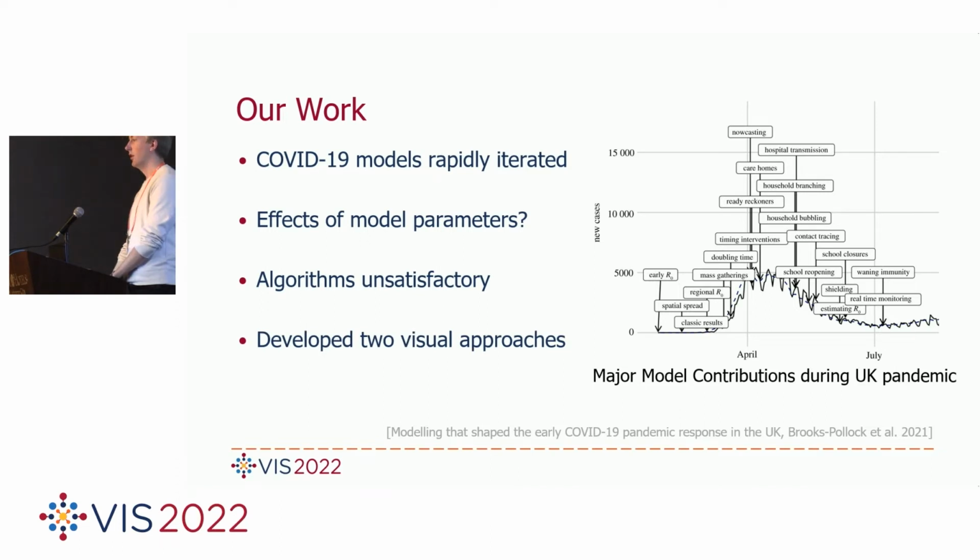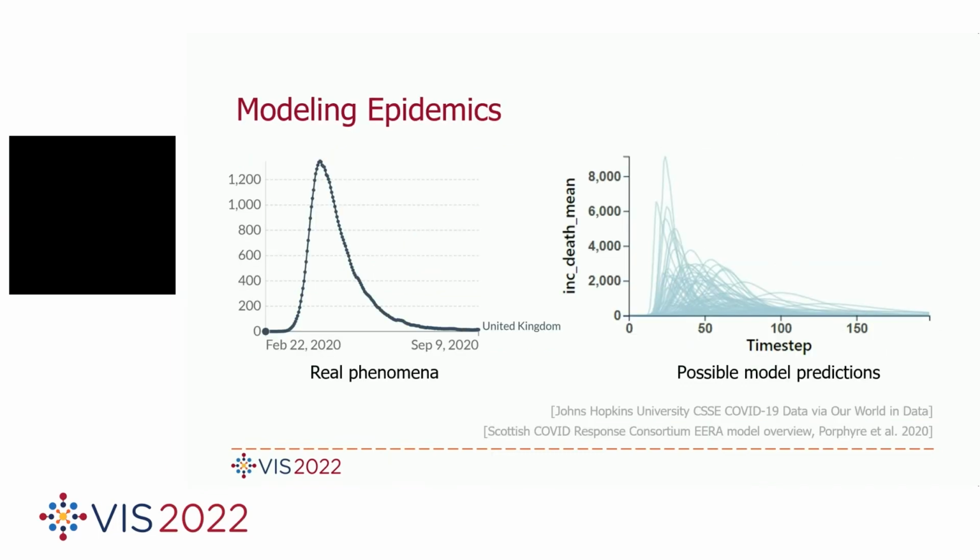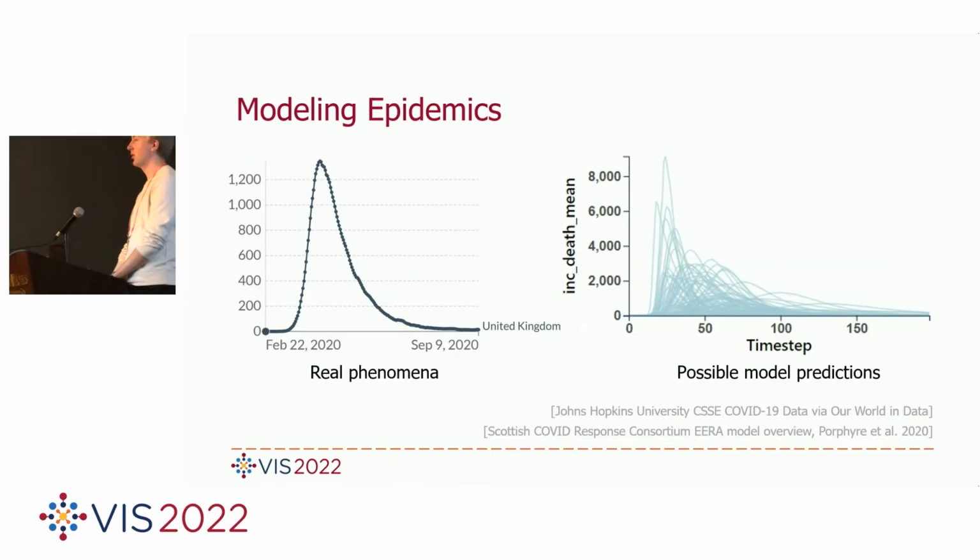So we therefore worked with domain experts to develop two visual approaches to support sensitivity analysis. To make the discussion on COVID models a bit more concrete, the black curve shows the daily deaths during the first wave of the pandemic in the UK. All the blue curves correspond to different model predictions given different parameters for the same time period. As you can see, for some parameters, the model predictions match the real world quite well, but for many they do not. So the question then is, for what parameters does my model match the real world? Since if you find these parameters, you can use your model for forecasting, for example.